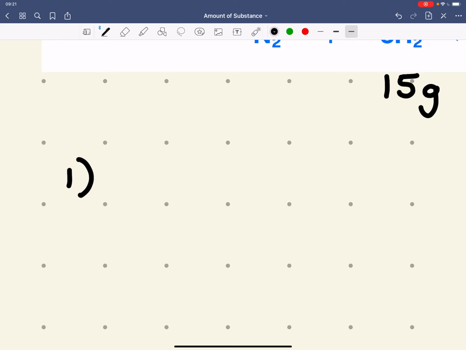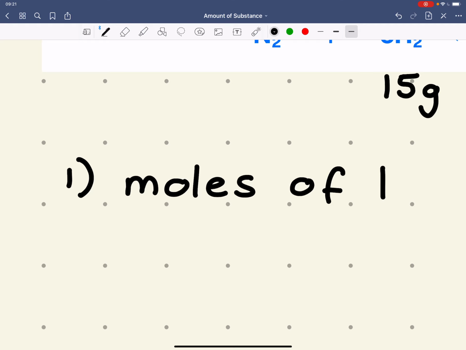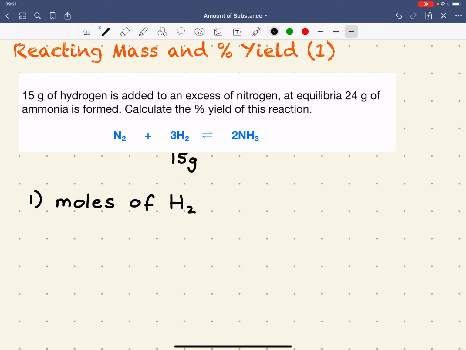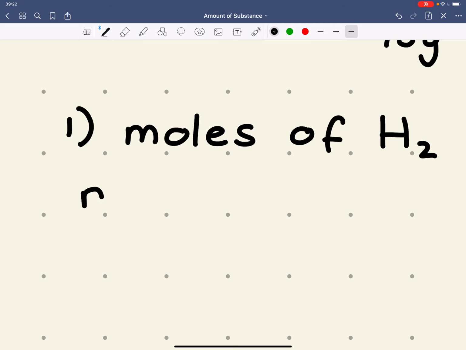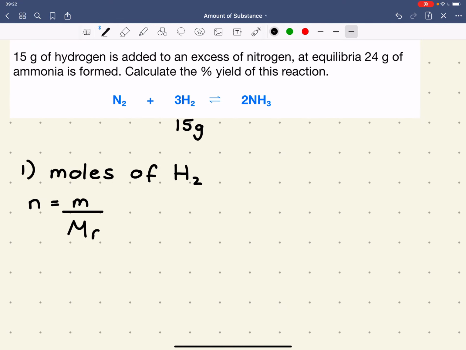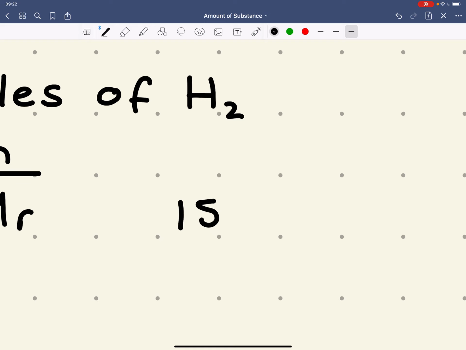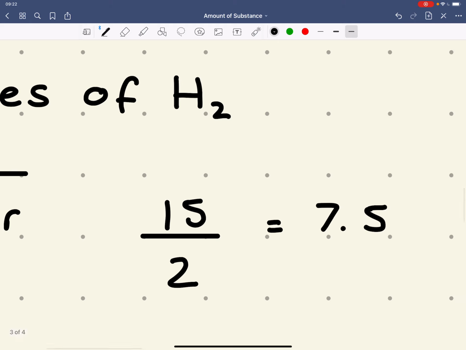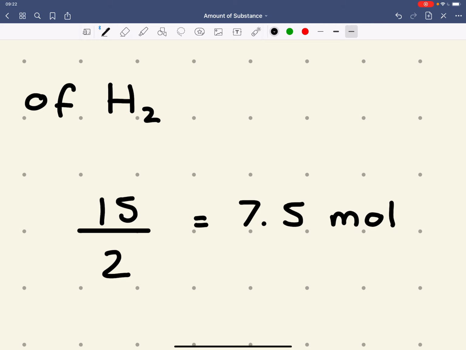First thing is to work out the moles of the substance whose mass is given. So we work out the moles of hydrogen. Always work out the number of moles of the substance whose mass is given. So work out the moles of hydrogen. And remember that moles is mass over Mr. So we've got 15 divided by 2, which gives us 7.5 moles. So that's 7.5 moles of hydrogen.